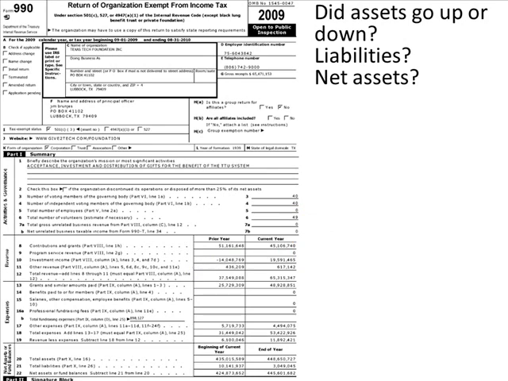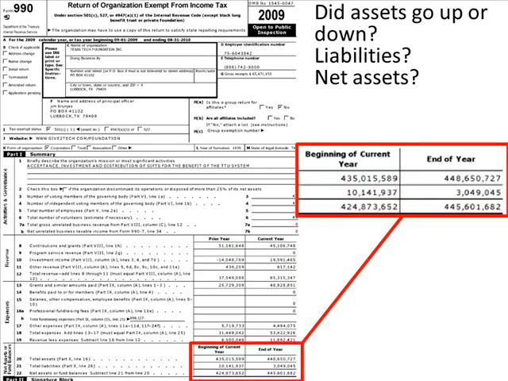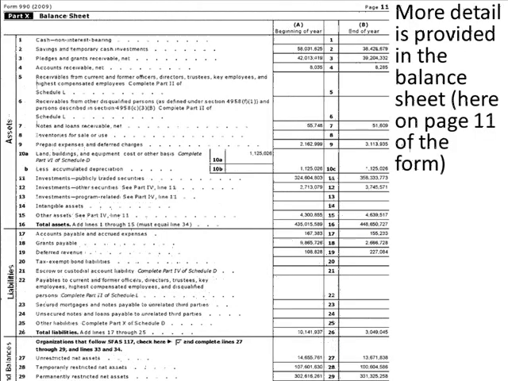Did assets go up or down? What about liabilities? What about net assets? Well, that's all at the bottom of the page here, and we can see from the beginning of the year to the end what happened to assets in the first line, liabilities in the second line, and net assets in the third line. More detail is provided in the balance sheet, but you've got to flip through to get to page 11 before you can find the balance sheet.